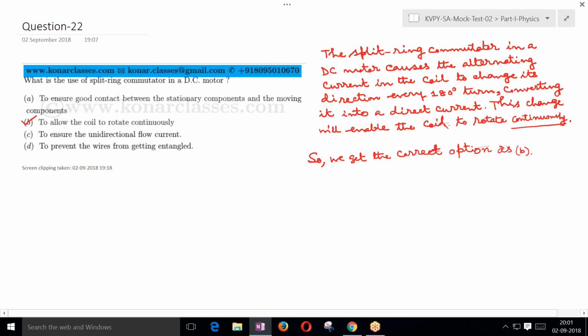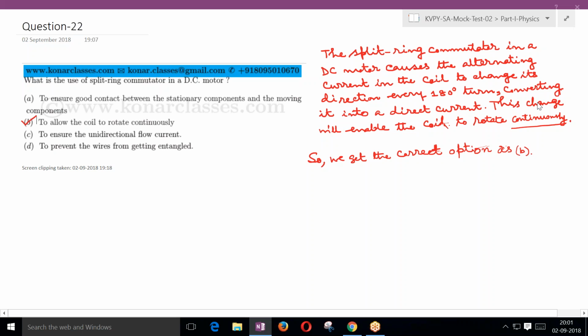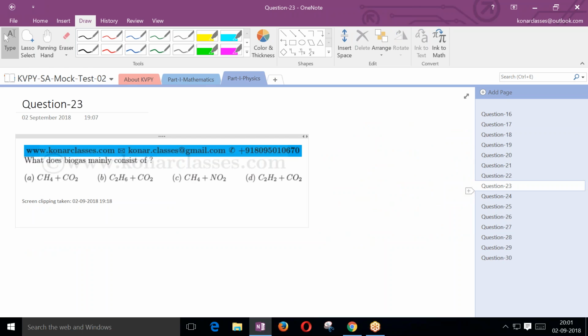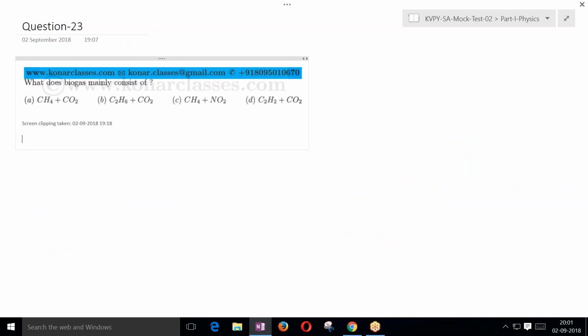I hope things are clear now. So let's proceed to the next question, that is question 23. The question is, what does biogas mainly consist of? It's a very straightforward question, and here is the way I can explain.